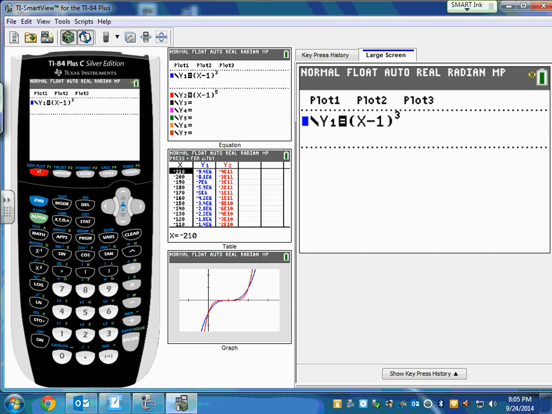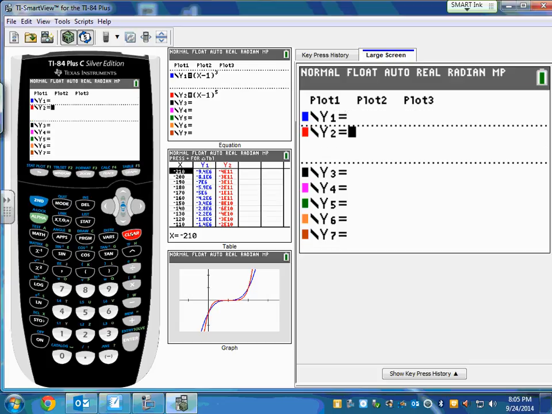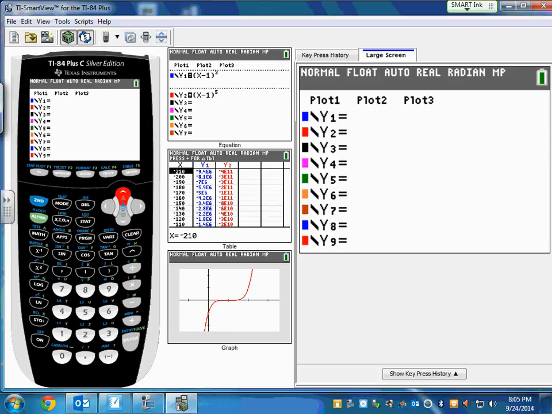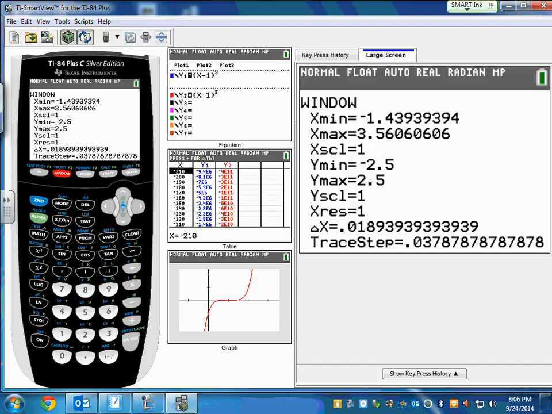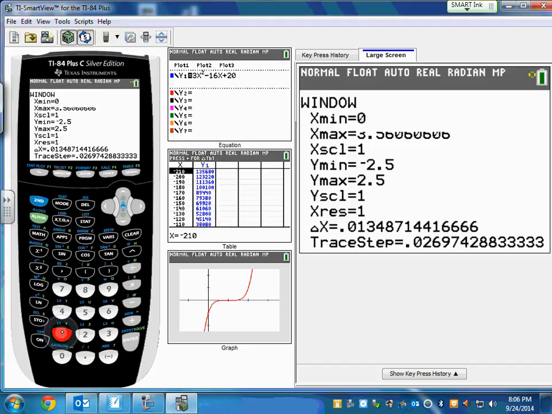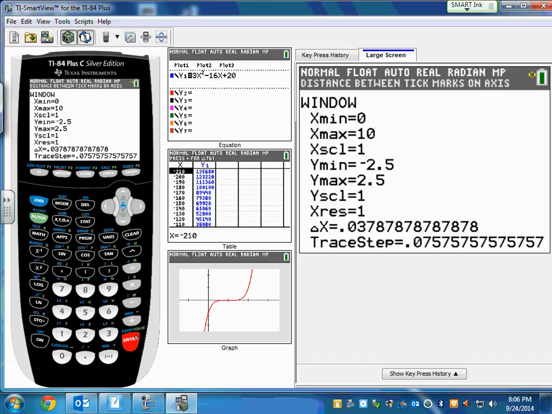If I graph that velocity function, which was 3t squared minus 16t plus 20, I'm just going to change those to x's: 3x squared minus 16x plus 20. And I'm going to change my window to start at x equals 0, and I'm just going to go to like 10. I don't really know that I need to go higher with my y's. I'm just going to go ahead and hit graph.